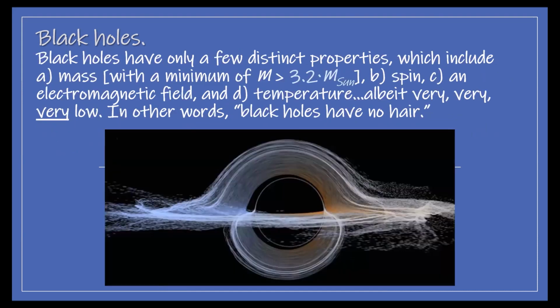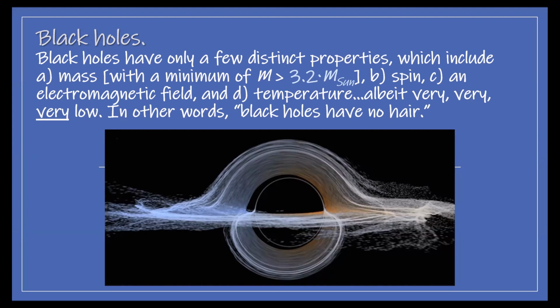So the first one is black holes only have a few distinct properties, which make them very unique. They have to have a mass. The mass of the black hole, the object that makes the black hole called the singularity, has to be at least 3.2 times the mass of our sun. So our sun's never going to make a black hole. It will make a white dwarf, but it can never make a black hole. It's not nearly big enough.